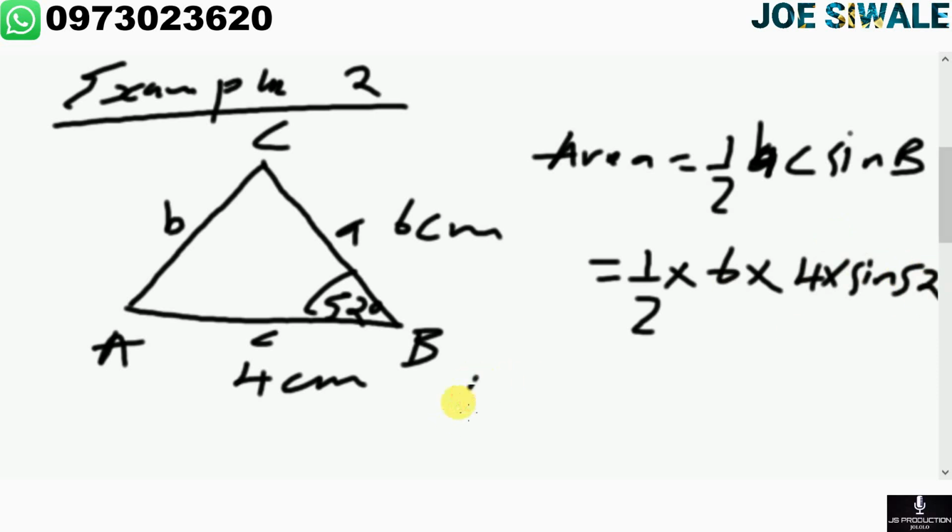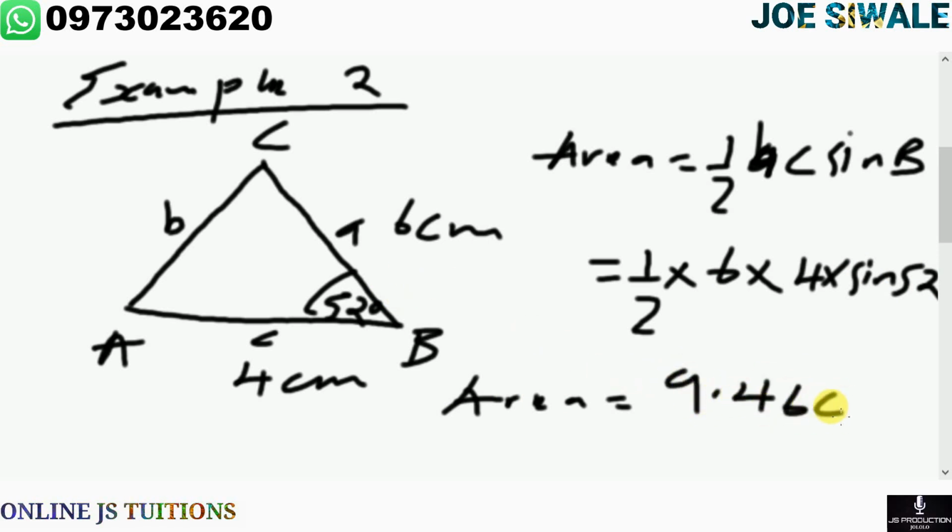So we can say area is equal to, if you punch it in the calculator, 1 multiplied by 6 multiplied by 4 multiplied by sine 52 divided by 2, that is going to give you 9.46 squared centimeters. Sorry, not cubic. Cubic is the measurement of volume, but this is 9.46 squared centimeters. And I think for the first example I said squared centimeters, it was supposed to be meters because the lengths we are given are in meters.